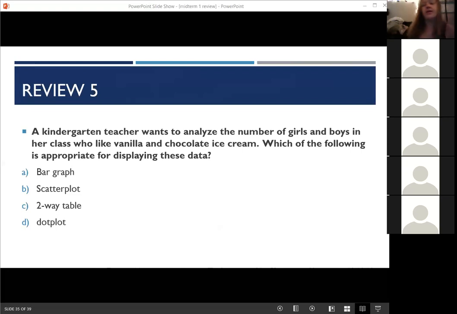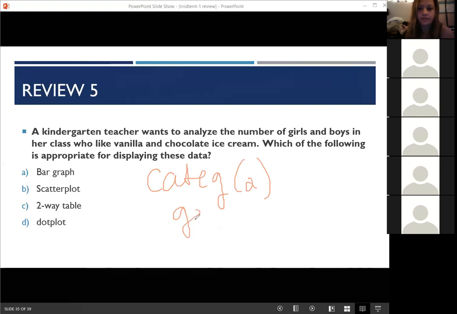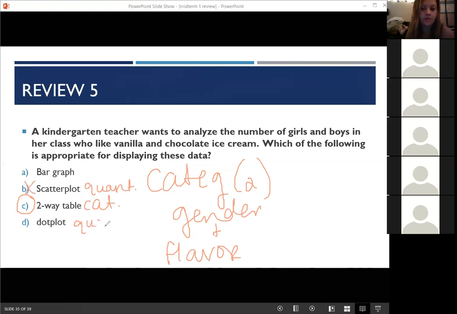Absolutely. Great job, guys. So in this case, we have two categorical variables: gender and flavor of ice cream. Since we have two, a two-way table is the best because this is going to be talking about categorical variables. A scatter plot is talking about quantitative variables, so we wouldn't want that one. Same with the dot plot. This is also going to be quantitative, so that's why we don't want that one.